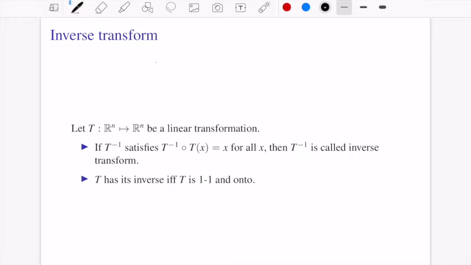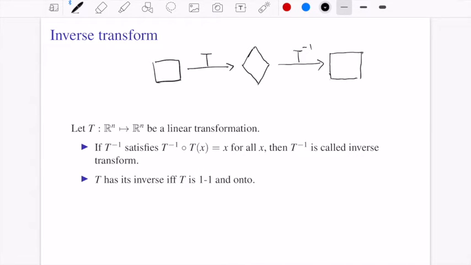For example, if you have this kind of image originally, and if you have T here, and that gives you somehow different image, and then if there's another transformation, we can name it as T inverse. If this transformation gets it back to the original image, then this is called inverse of T. And T has its inverse if and only if T is 1-to-1 and onto. So that's why we had mentioned what is 1-to-1 and onto. This is a necessary and sufficient condition for the existence of inverse transformation.